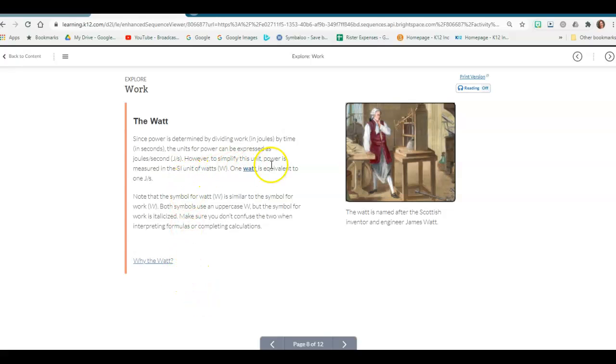So you know that power is measured in watts. That symbol is a capital W. You need to write that down. And that 1 watt equals 1 joule per second.